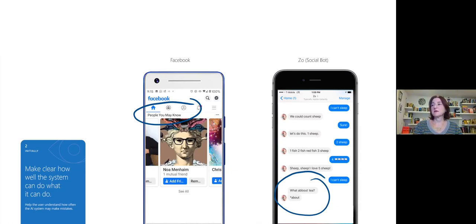This is Facebook saying, hey, these are people that you may know. It doesn't know if I know that person or not, but it's using very humble language right there. Or on the right, you can see Zo, who's a social bot, making typos on purpose. Why? Because it knows that at some point it will make mistakes. So let's prime the user to understand that this is not a perfect system.